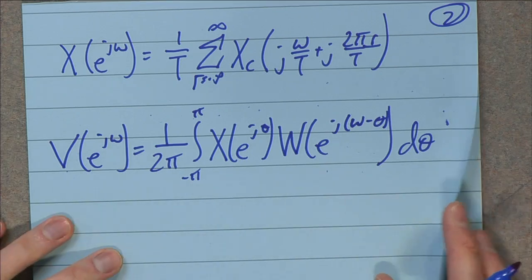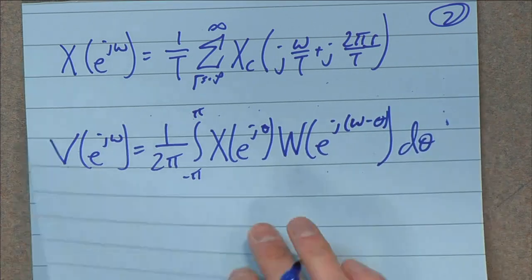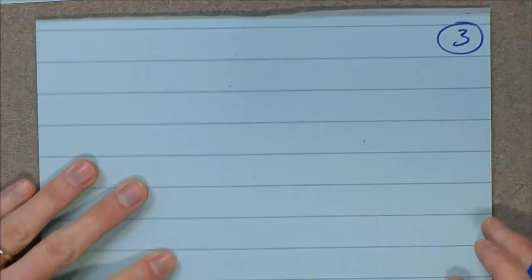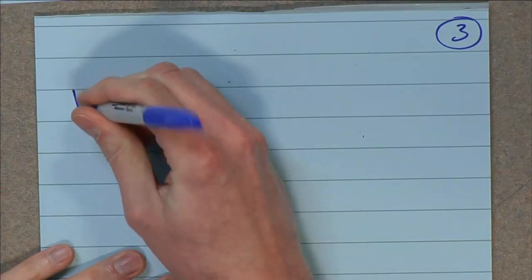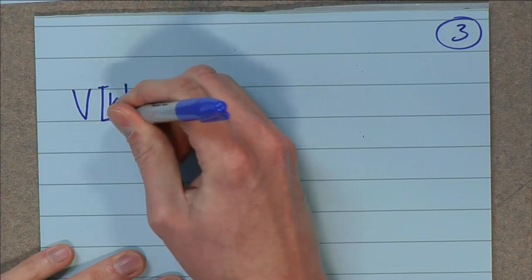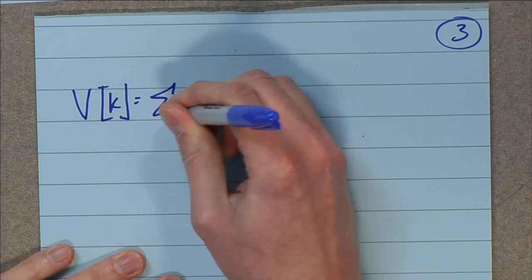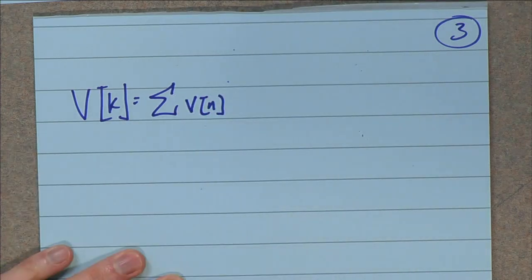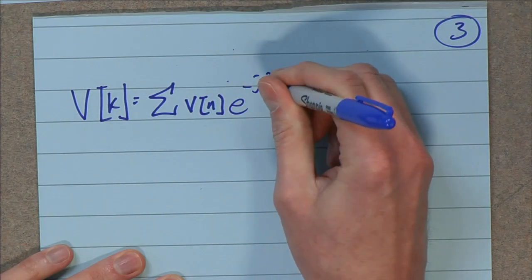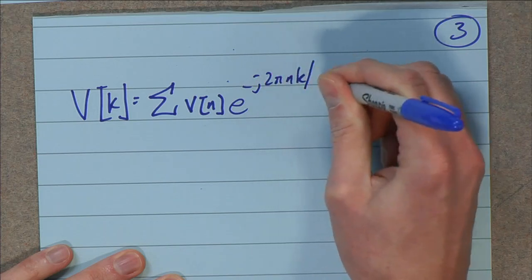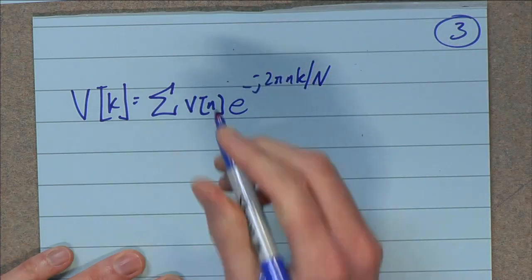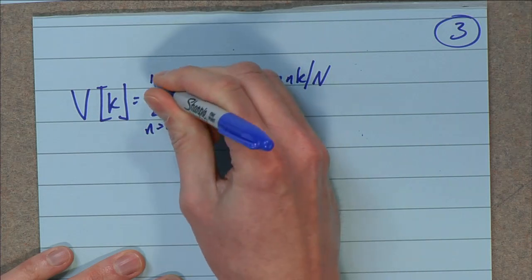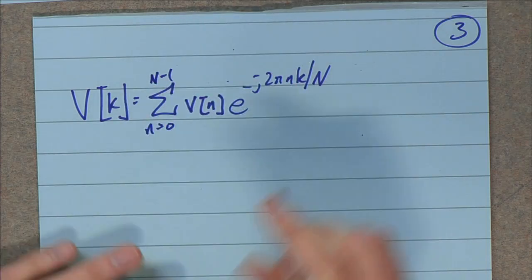So first thing is, let's look at the spacing between frequencies. If we recall, the output, the V of k, is going to be the input V of n times e to the minus j 2 pi nk over capital N, right? Regular DFT formula.